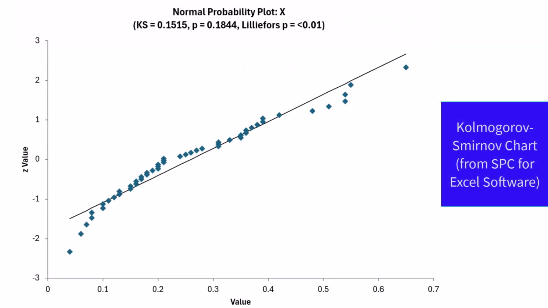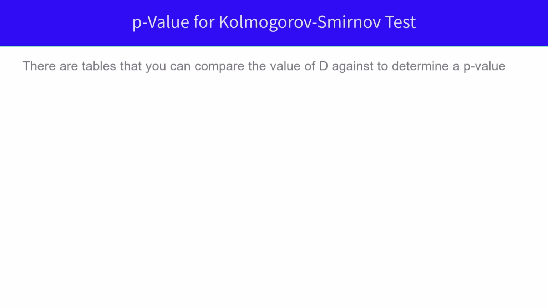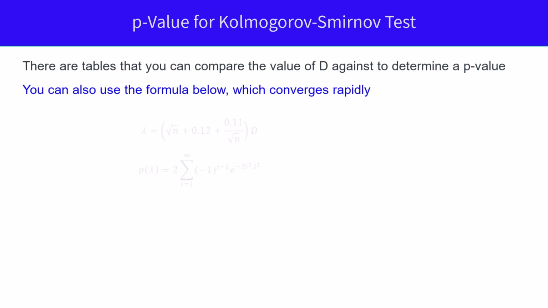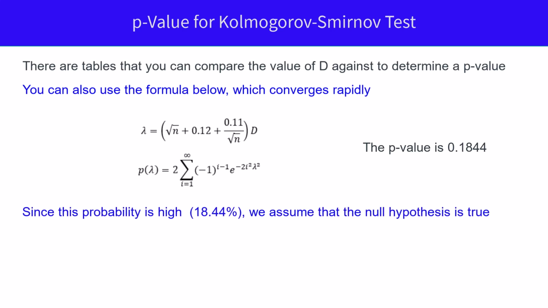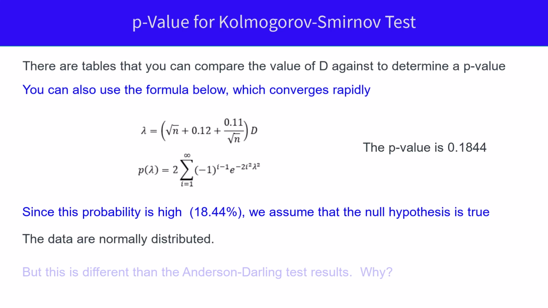So here you can see the KS chart from the SPC for Excel software. KS is 0.1515, E is 0.0188. So there are tables that you can compare the value of D against to determine the p-value. You can also do it in a formula which converges very rapidly. The p-value is 0.1844, and you would conclude then that the data are normally distributed.